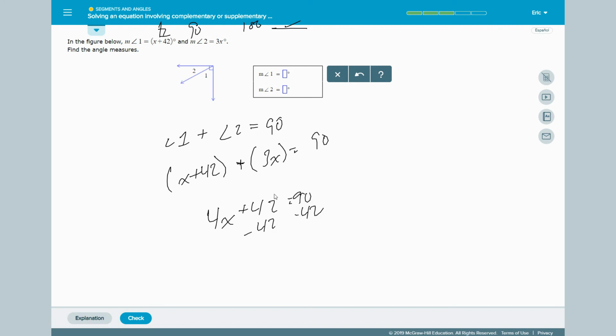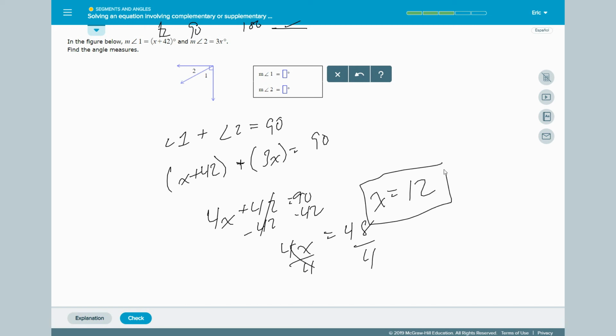Subtract 42 on both sides. 4x equals 48, divide by 4. And x equals 12. Now that we know what x equals, we just plug that into our angle 1 and our angle 2. I'm just going to do the math mentally because I'm fancy. 12 plus 42 is going to give us 54. 12 times 3 is 36.